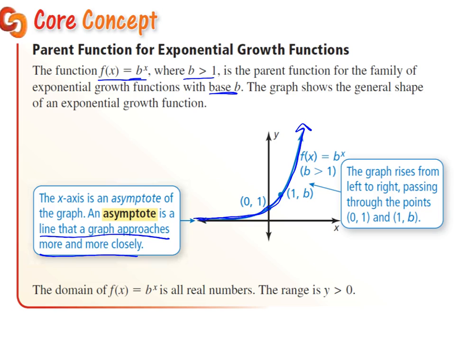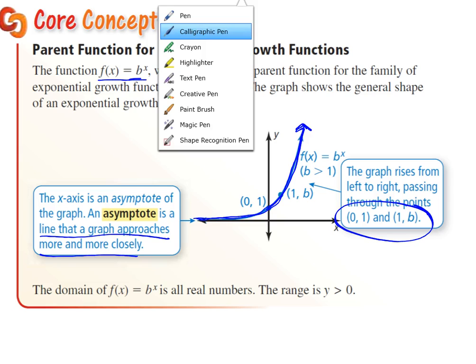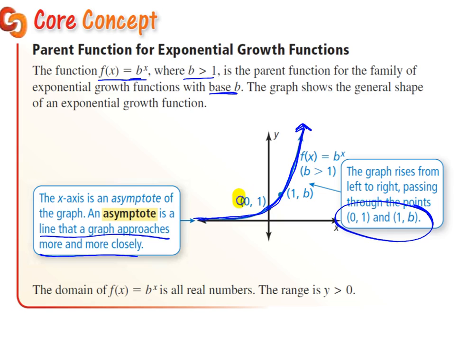Okay? Then over here, the graph is going to rise. And it generally rises pretty quickly when we're talking about an exponential function. So it rises as we move from left to right, and it passes through the points. Highlight this. 0, 1, and 1, b. We're going to do some graphing of these functions, and it's going to be really helpful to know that those 2 points are always on the graph of this function.